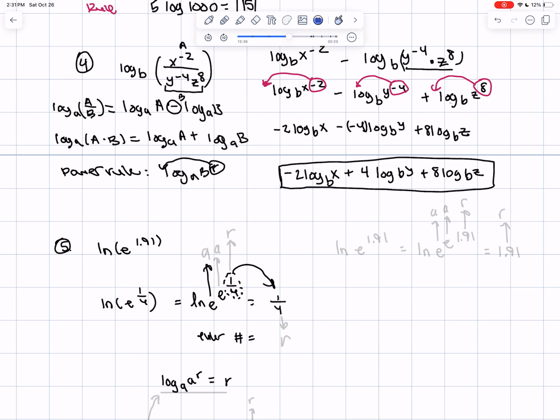So let's look at our example here. e is going to be our a. e is also going to be our a. The 1/4 is going to be our r, which means that our answer is r. So I'm just using this to tell me how to evaluate it. Let's do the second one. ln e to the 1.91, well, we know ln e. Again, this is a, this is a, this is r, and this is r.